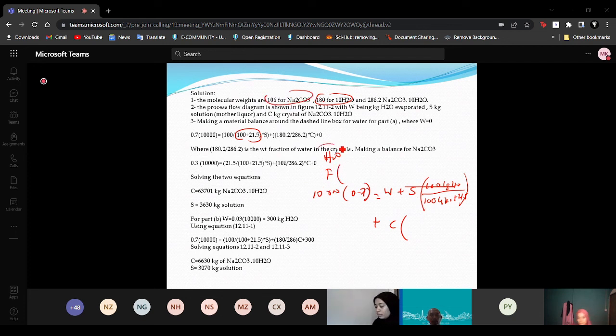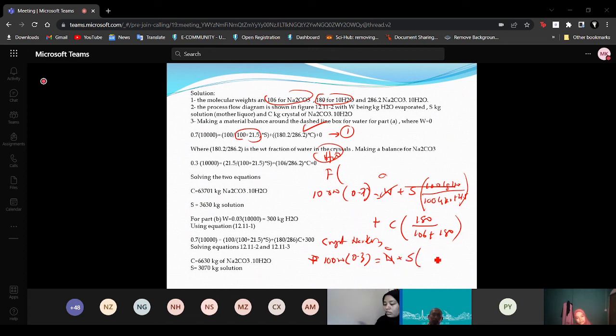So now you do the balance on water. Water is 180, so 180 molecular weight divided by the total of that crystal, 106 plus 180. So you get it here. W is 0 because no water evaporated. So this is equation 1. Okay, now you do the balance on crystal or sodium carbonate. So F is 10,000 times 0.3 equals W, which is probably 0 because nothing evaporated, plus S.